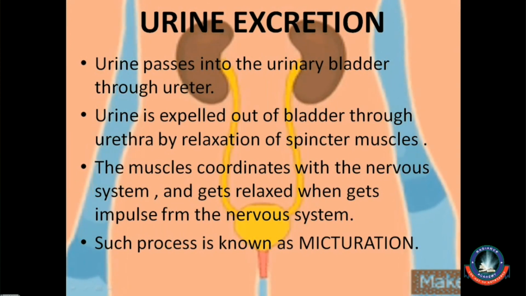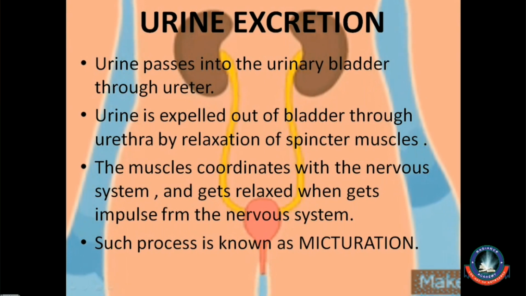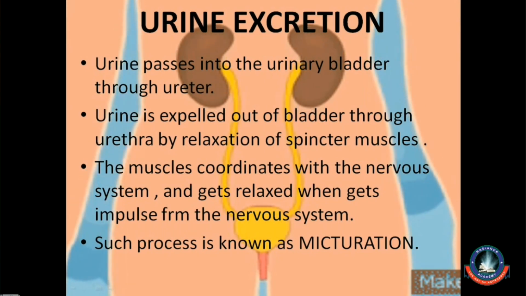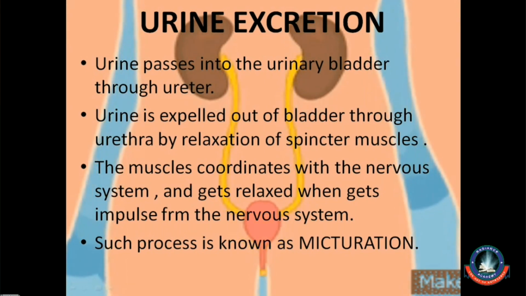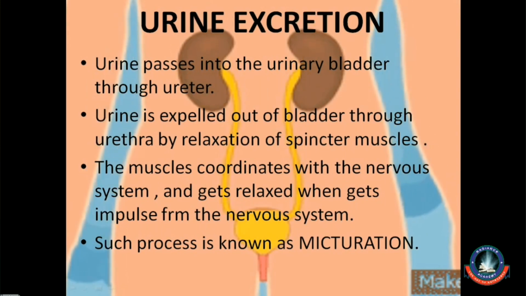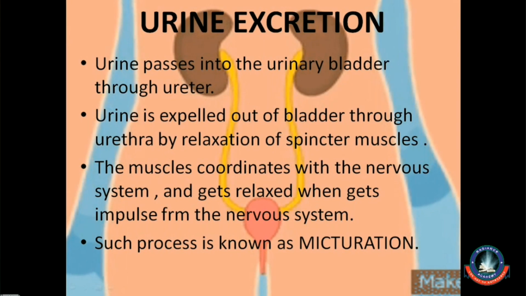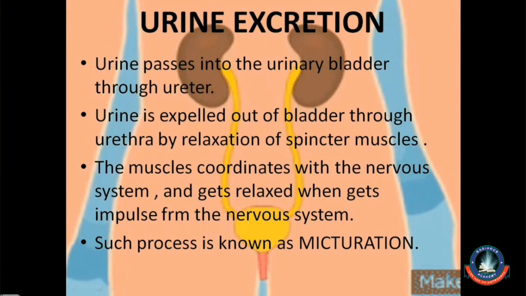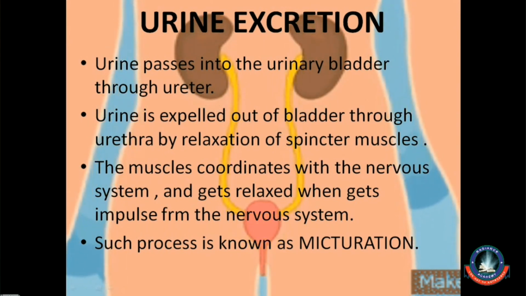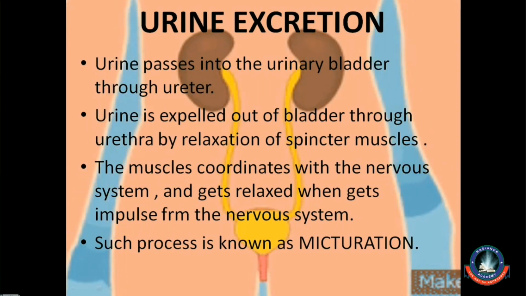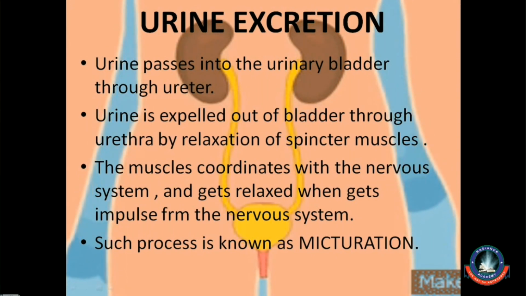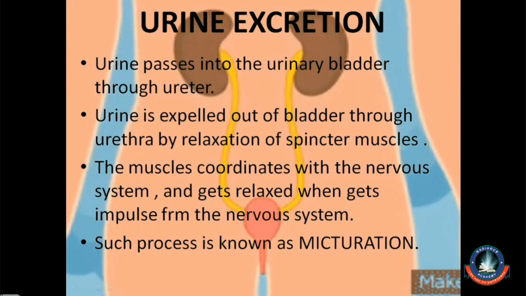But we have these sphincters, which are well developed. They are controlled by our nervous system, and as the nervous system sends impulses to these sphincters, they release and then we can pass out urine. So this process is known as micturition. The process of expelling urine through the urethra is known as micturition.